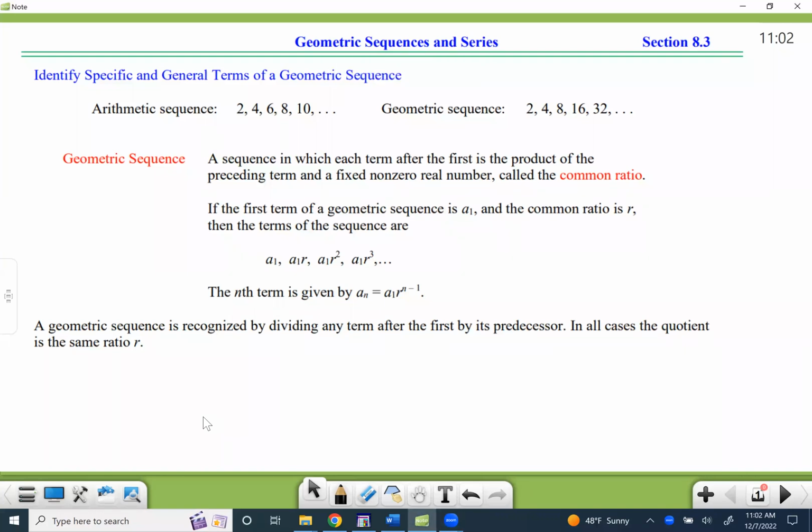All right, welcome you guys to our last section. So we talked about arithmetic sequences and series in 8.2, and now we're going to talk about geometric sequences and series. So the difference is that instead of adding and subtracting, we're multiplying and dividing. So in this one right here, let me go ahead and get my pen on.